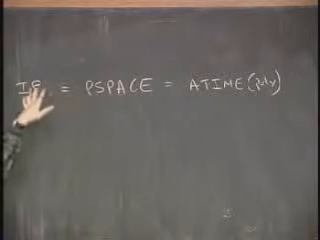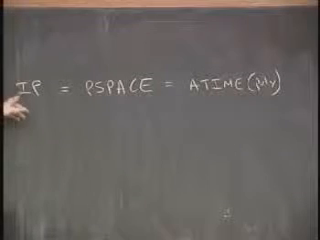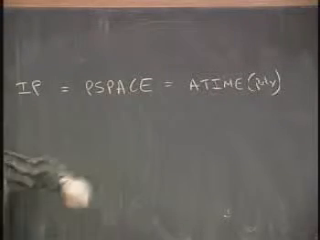This is a very wonderful theorem, and it's a long one. It's about 10 pages in the book. So I won't convince you of this theorem, but I do want to tell you what IP is. So you know what PSPACE is. You know what ATIME(poly) is.